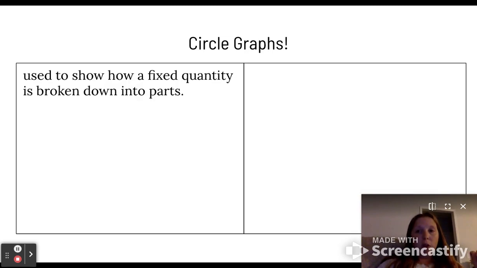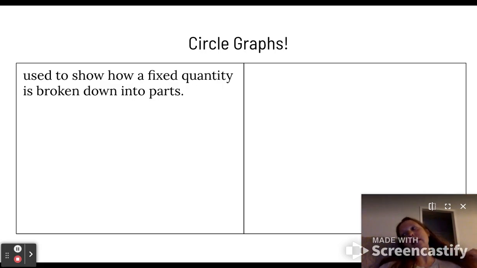So then we have circle graphs, and these are known to show how a fixed quantity is broken into parts. So a percentage graph, right? If a whole circle is 100%, then we would break it up into chunks, and those chunks would measure percentages of how that is broken up.